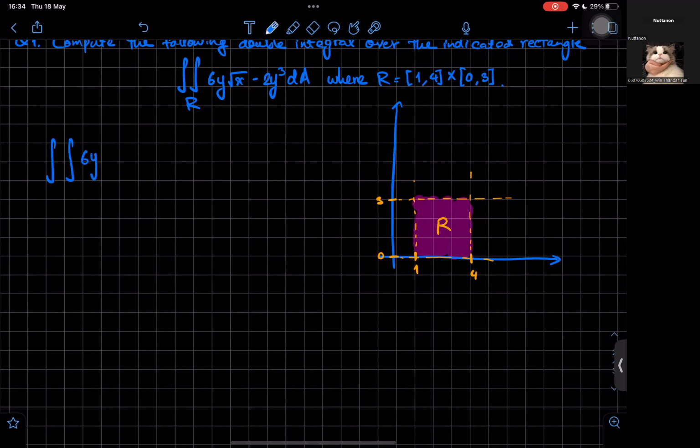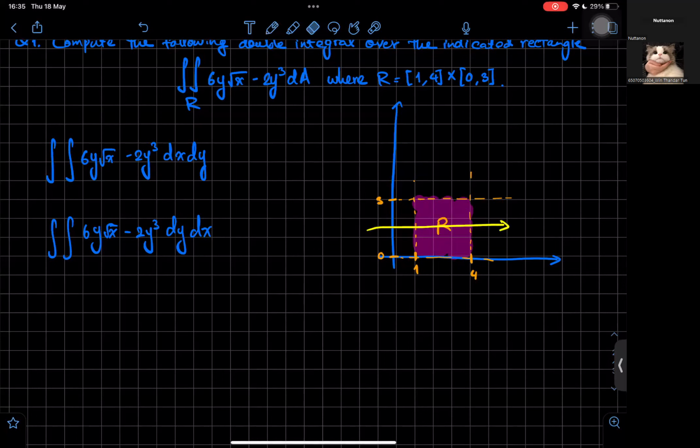So you have two choices. One is dx dy. Another one is dy dx. If you want to do dx dy, when you have already drawn the region, I usually draw the arrow from left to right, parallel to the x axis. So it becomes like this.